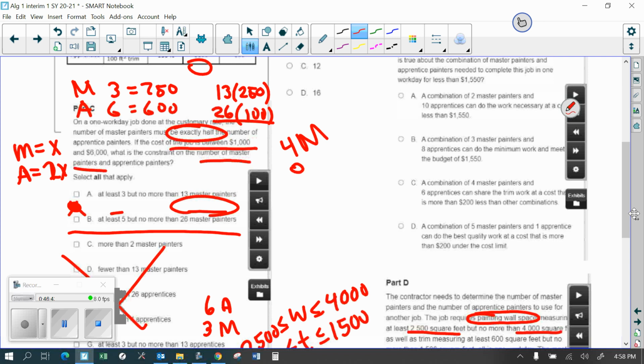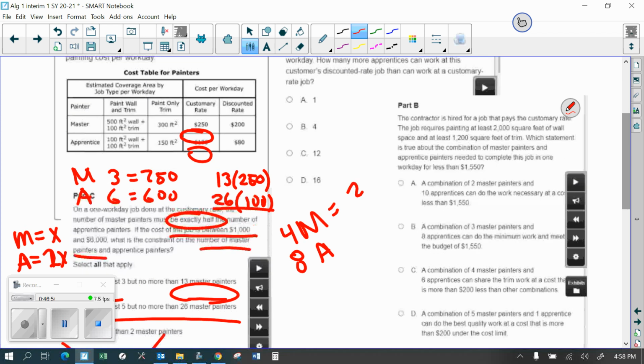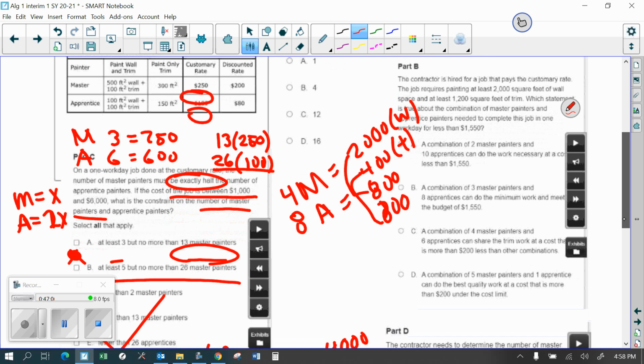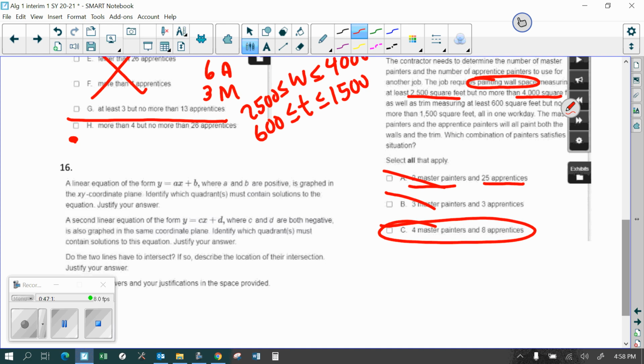4 masters and 8 apprentices. 4 masters gives me 2,000 for the wall and 400 for the trim. 8 apprentices gives me 800 and 800. So that's 1,200 and 2,800. 2,800 is fine and 1,200 is fine. It's good, so this one is true. It's only those 3. I don't know if there was more missed off, but C works for that.